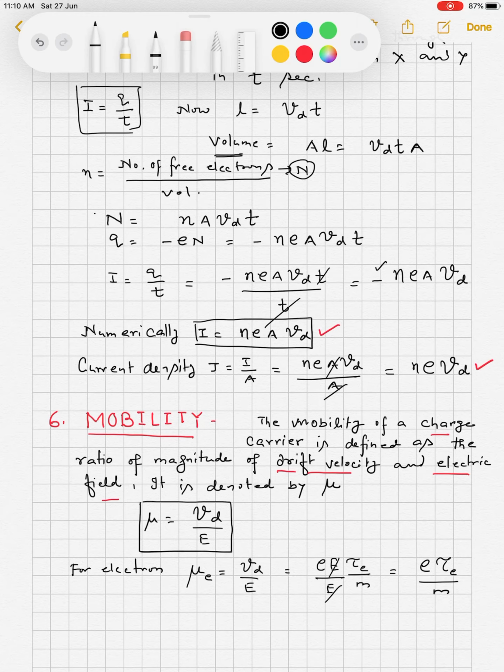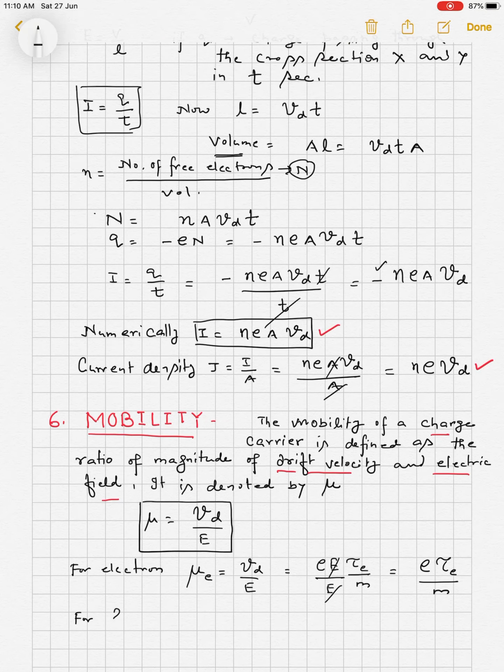Now in case of a semiconductor, the current is due to electron and hole both. So for holes we will write mu h. So mu h is equal to similarly e tau h by m. Here m in this formula is the mass of electron and here the mass of hole. The mobility is independent of electric field.